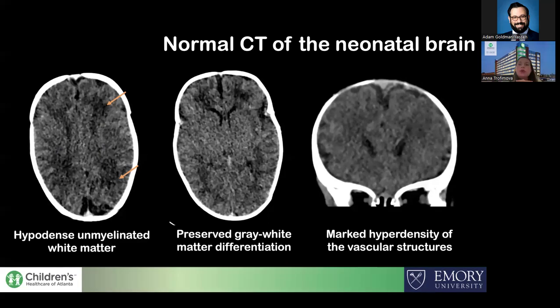Finally, because of all the specifics of the neonatal brain, the CT appearance also has its own specifics. For example, the unmyelinated white matter will demonstrate really diffuse hypodensity. However, we should still be able to appreciate some gray-white matter differentiation. Another imaging finding that we pretty consistently see on CT images of the neonatal brain is a really marked hyperdensity of the vascular structures, which is related to the physiologically high hematocrit that we see in babies that are just born.